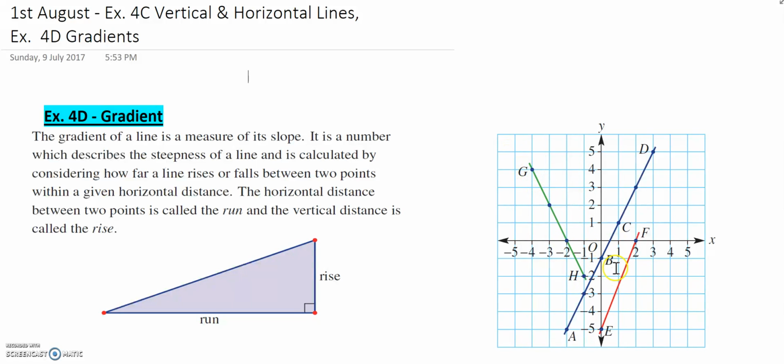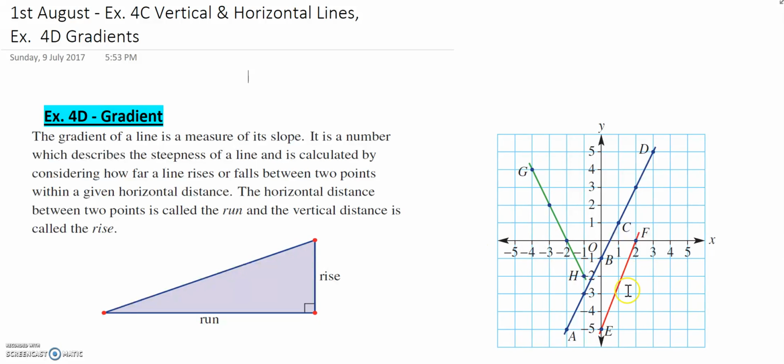Like the red and the blue, they are facing the same direction. If we say we are going from point A to D, they are traveling upwards in the right direction, towards the right. For the green one, again, if we go from left to right, so from G to H, it's actually pointing downwards.